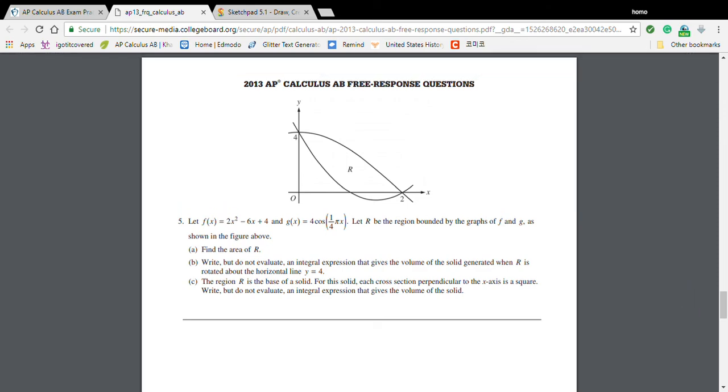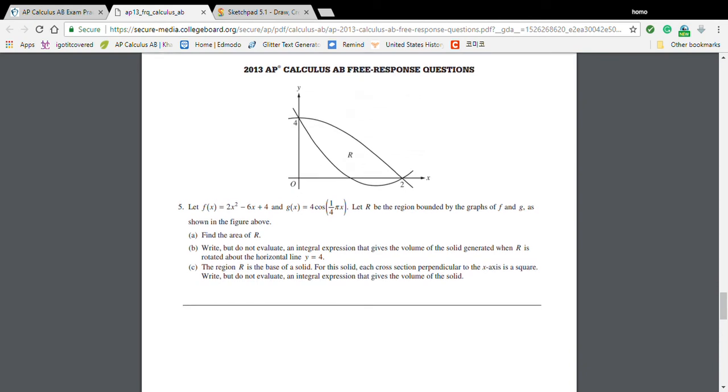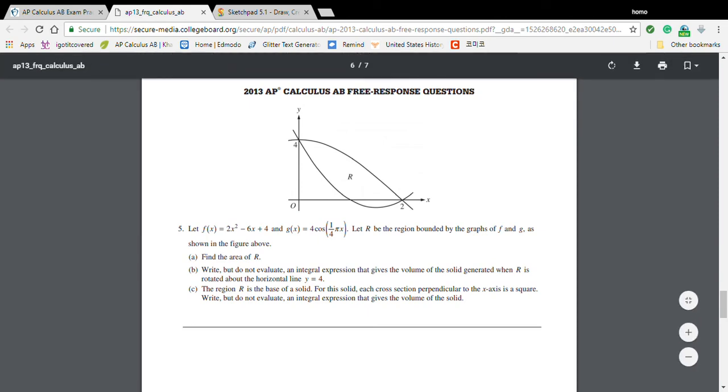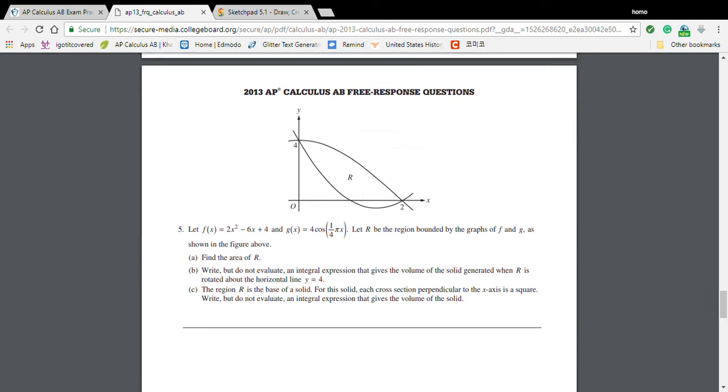So we're going to look at an area problem from 2013. We are given two equations, f of x and g of x, and it says let R be the region bounded by the graph of f and g. Find the area of R. So in order for us to find the area, we have to know which one is the top equation and which one is the bottom equation.